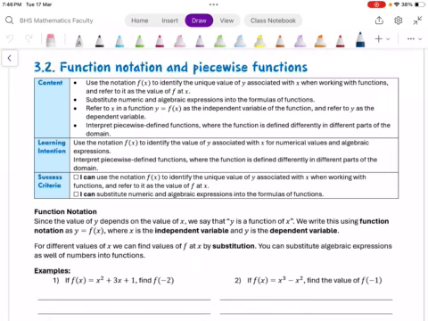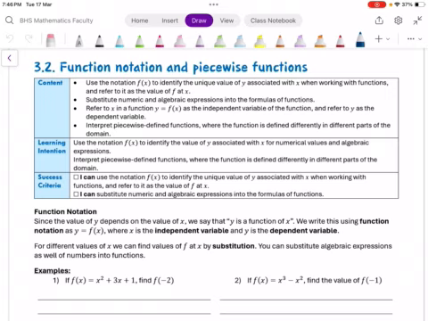Hi Year 11, today what we're doing is looking at function notation and piecewise functions. So you have all your syllabus dot points that this relates to, and our learning intentions today are to use the notation f(x) to identify the value of y associated with x for numerical values and algebraic expressions, and to interpret piecewise defined functions where the function is defined differently in parts of the domain.